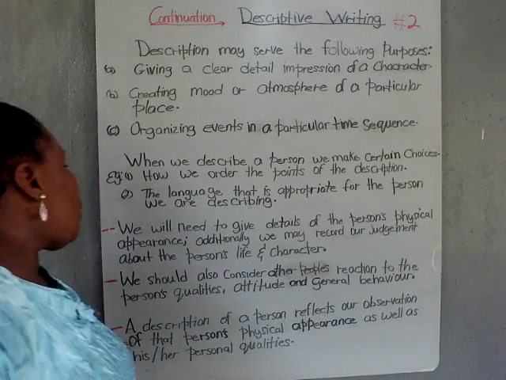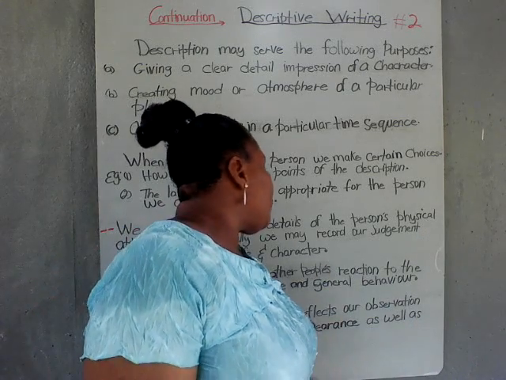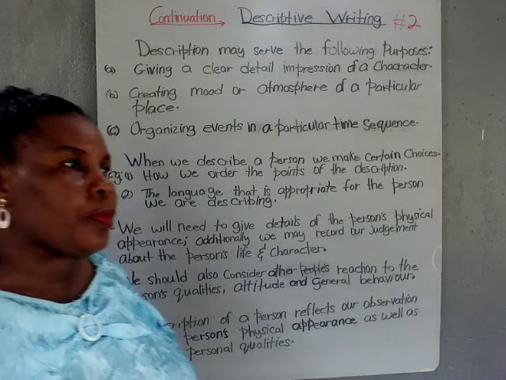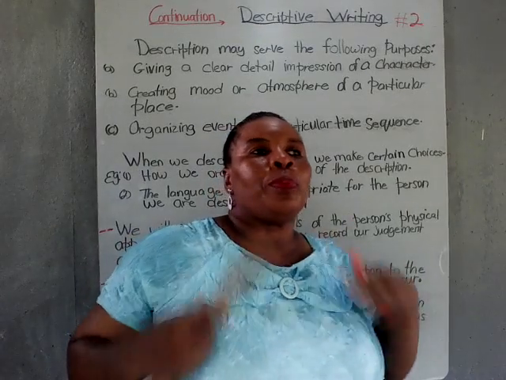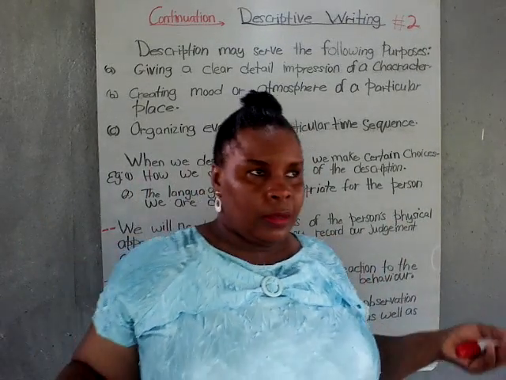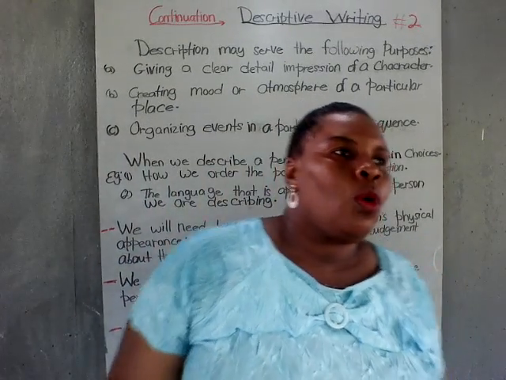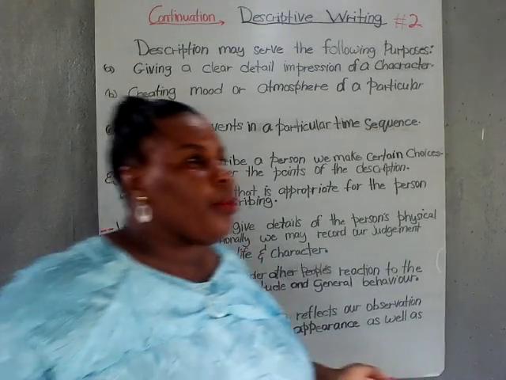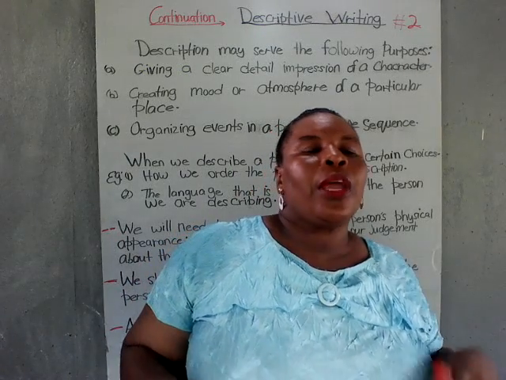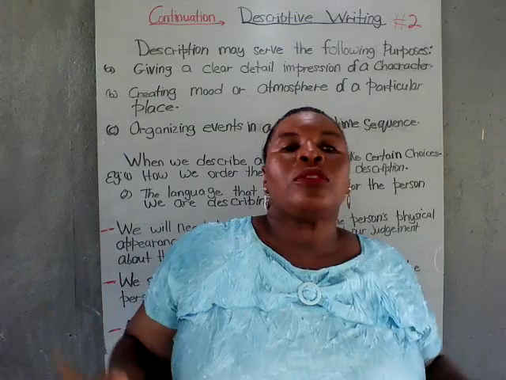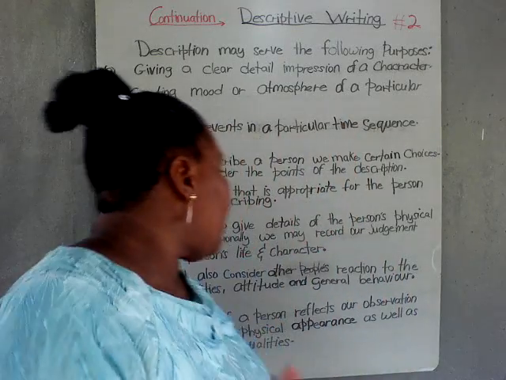Okay, we should also consider other people's reaction to the person's qualities, attitude, and general behavior. The reactions we should consider are those of the persons or readers we are entertaining in our writing. If you're writing something and you're entertaining your reader, what is your reader going to think about how you put the characters in the appropriate setting, and what kinds of images are you using to bring out those characters and their behaviors? All right, so that is what this is saying.